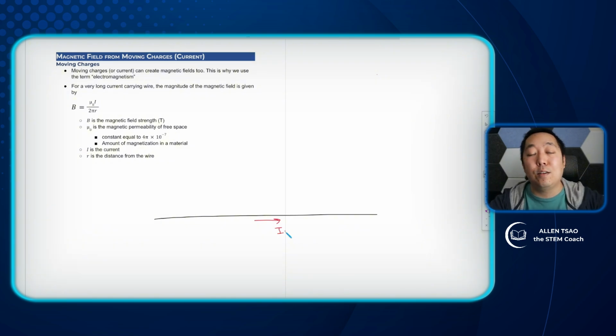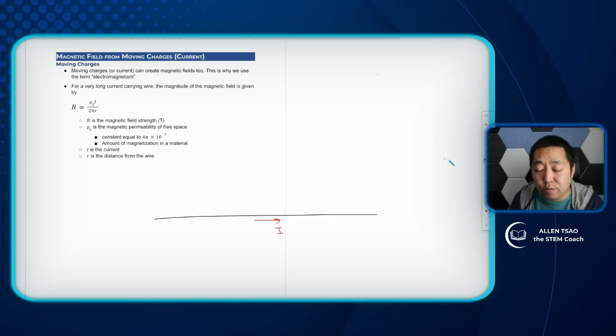Guess what? It creates magnetic fields. That's why people say they don't want to live under power lines or near power lines, because of the magnetic fields. That's because moving charges create magnetic fields. So if you have a long current carrying wire, the magnitude of the magnetic field is given by this equation.